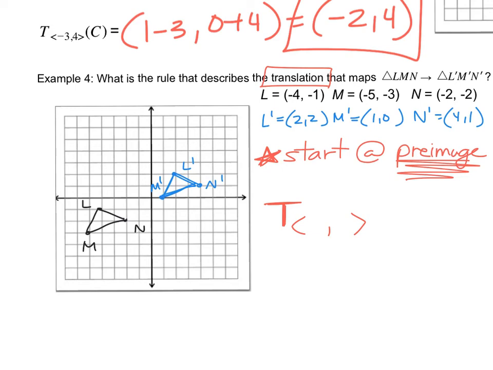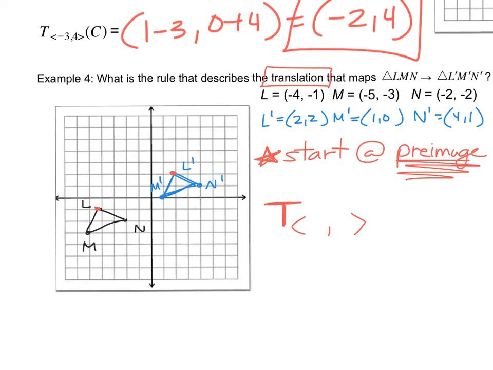So if I'm starting from point L, where am I counting to? L prime, right? So from L, I need to get to L prime. Now here's the other place a lot of people will make a mistake. They'll go, oh, I'm going up 3 and to the right 6. So it's 3, 6. Do you know what's wrong with that? You started up instead of left to right, right? We want to start with our X value and then do our Y value.